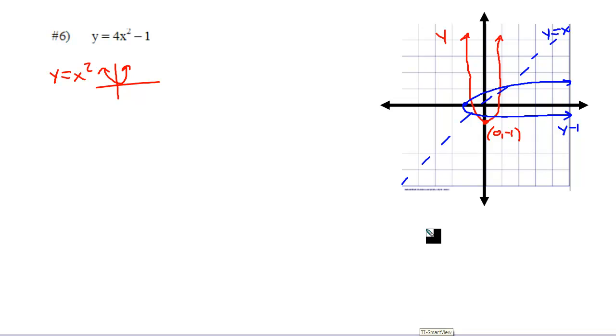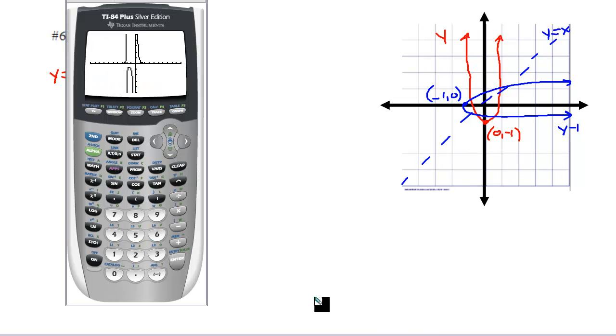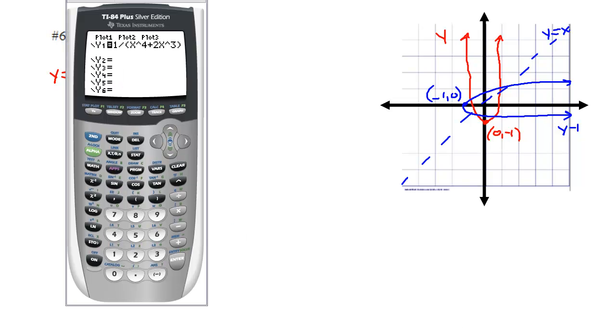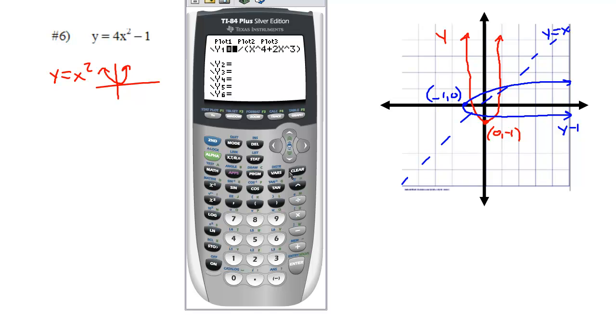So I've told you at this point you can ask your calculator for these intercepts. So I'm just going to pull up this first graph, 4x squared minus 1. I'm going to ask the calculator for the x-intercepts. Actually, this graph is symmetric with the y-axis. I'm just going to ask it for one intercept, and the other one is going to be the same, but a different sign.